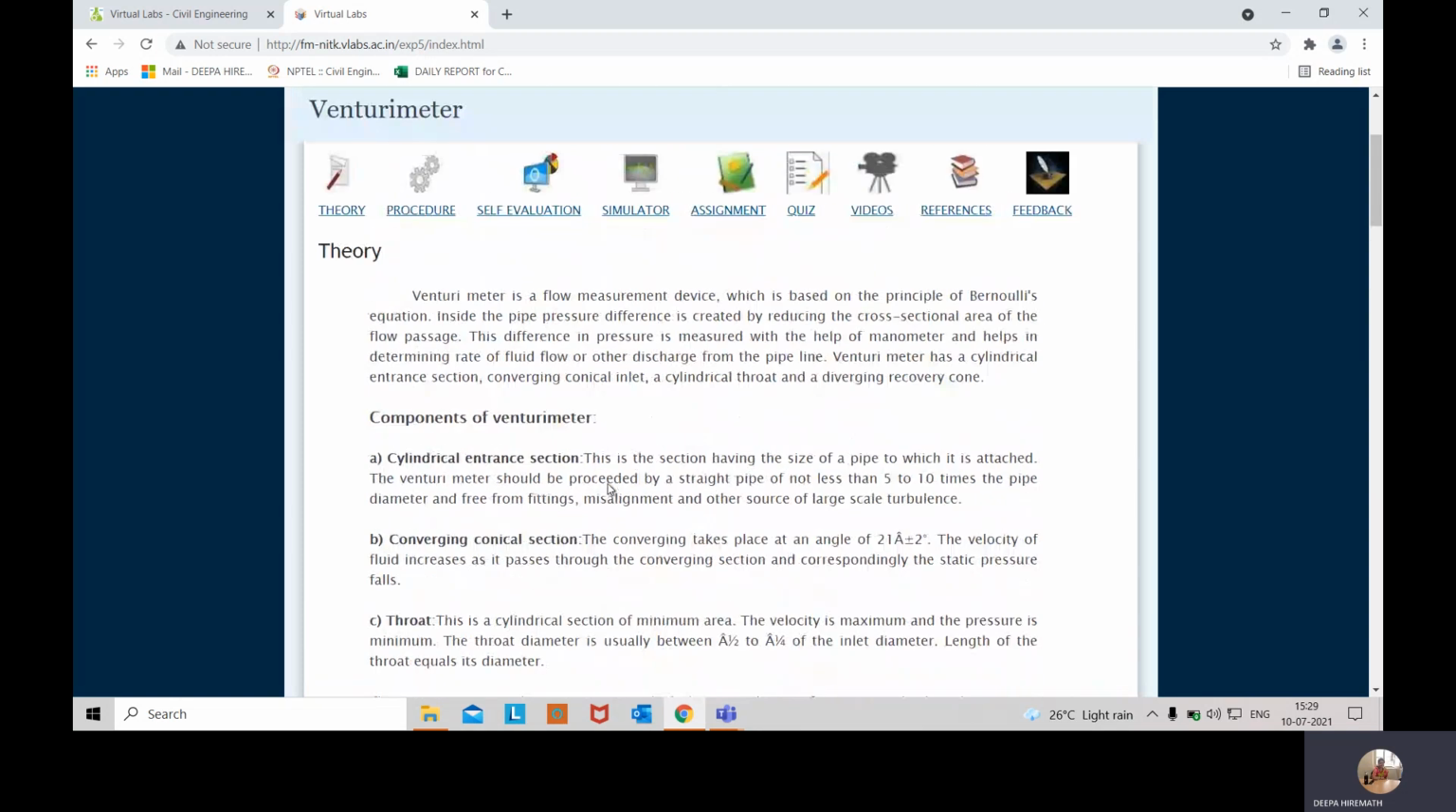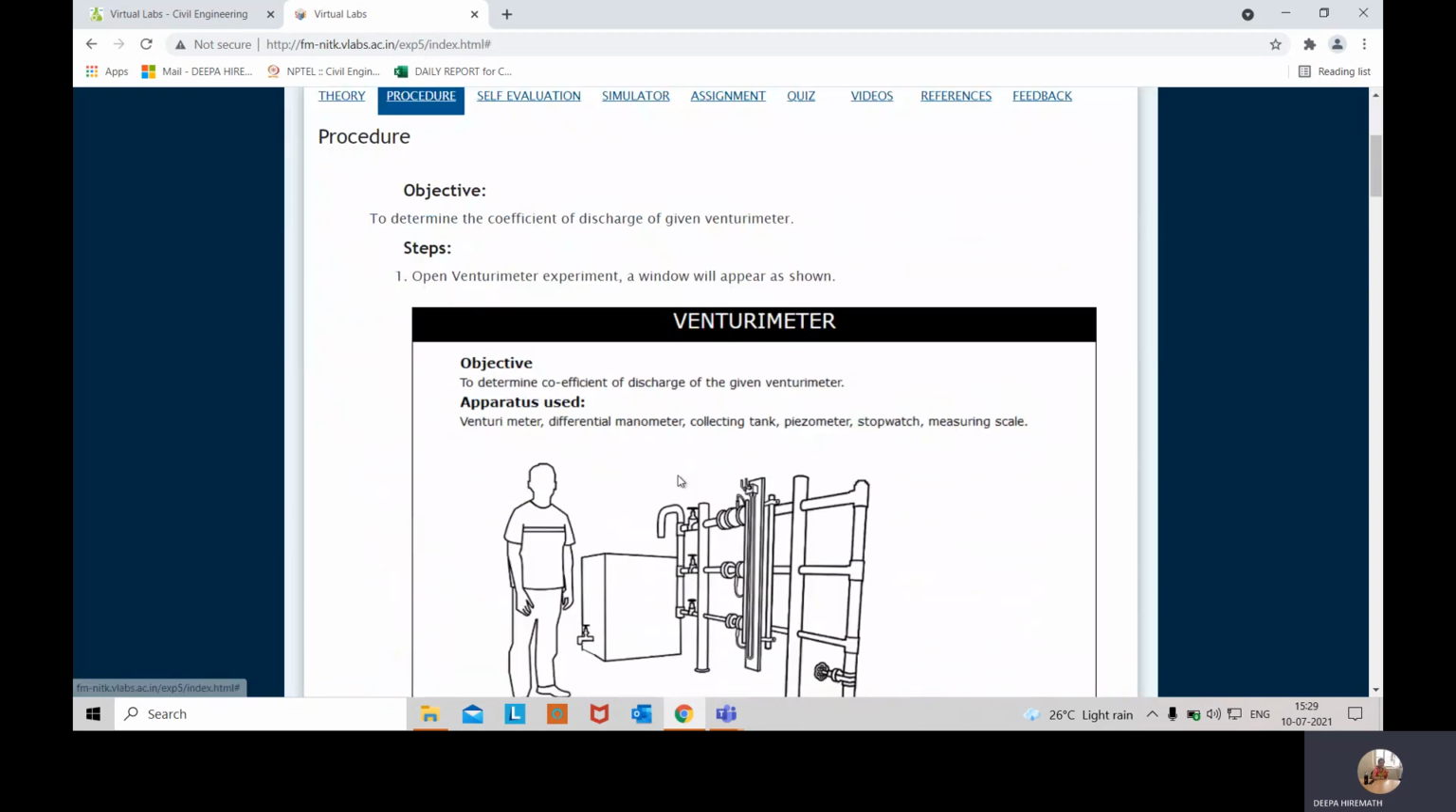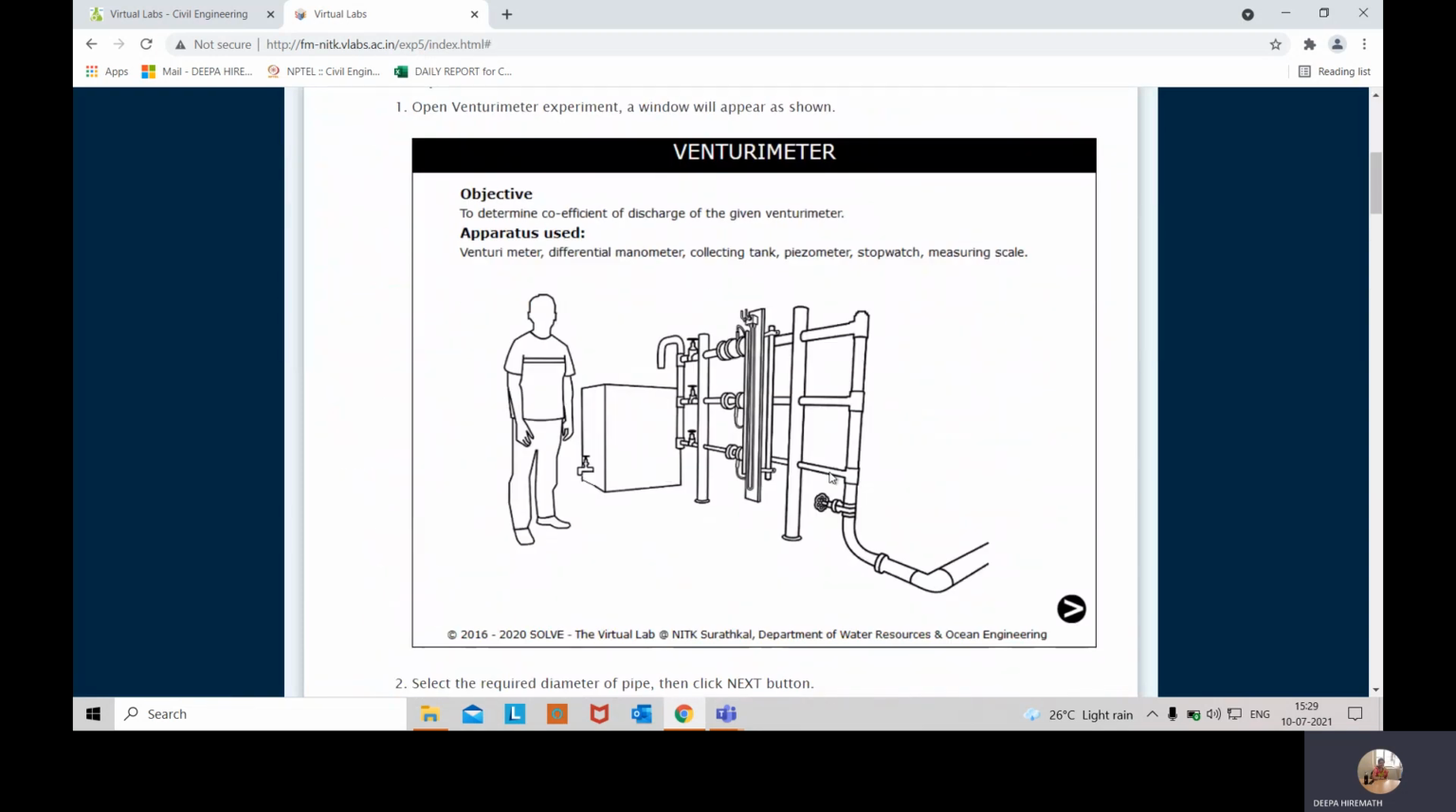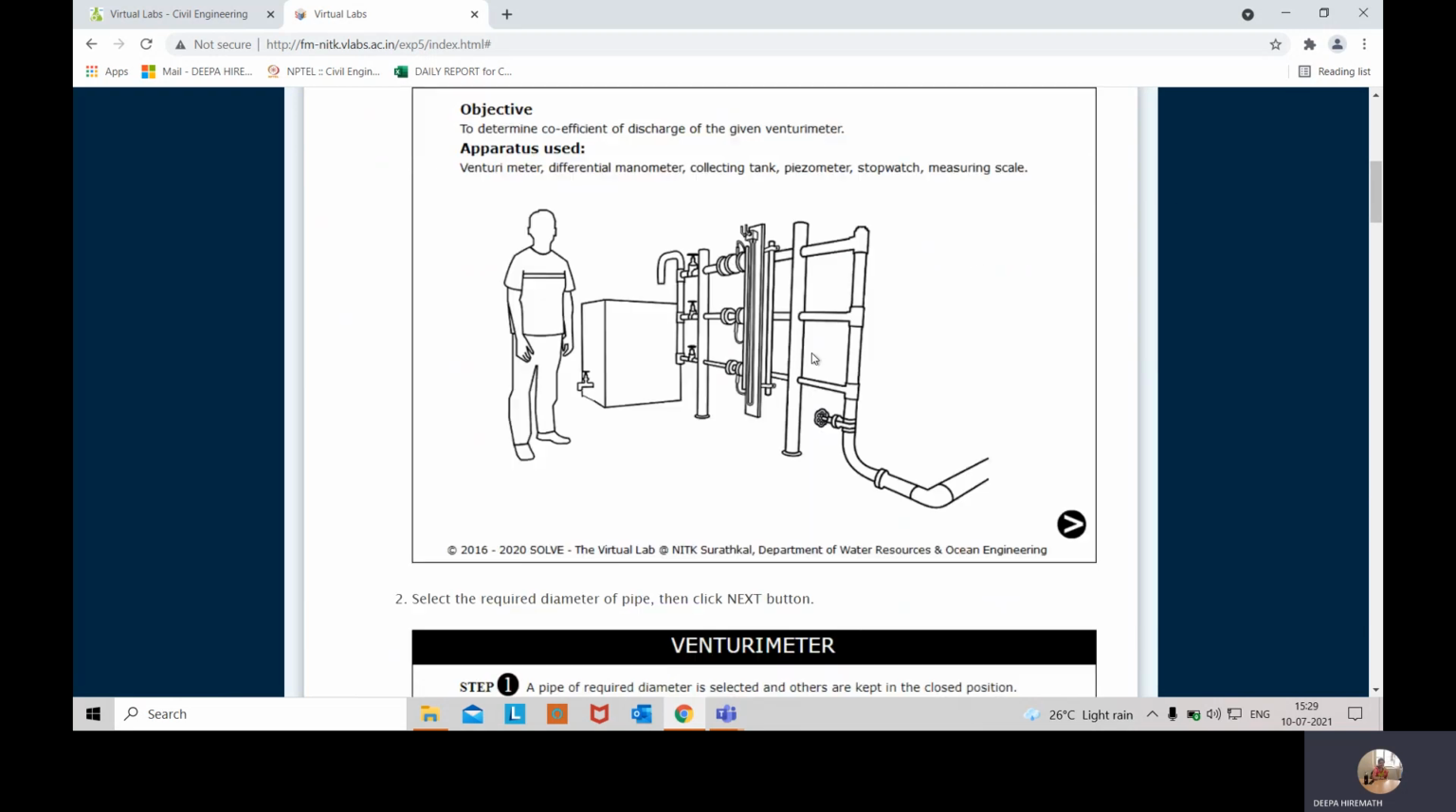So now we'll see the procedure to conduct the experiment. This is the procedure to conduct the Venturimeter experiment, where the objective is to find the coefficient of discharge of the given Venturimeter. So we need a Venturimeter setup, differential manometer, collecting tank, piezometer, stopwatch and measuring scale.